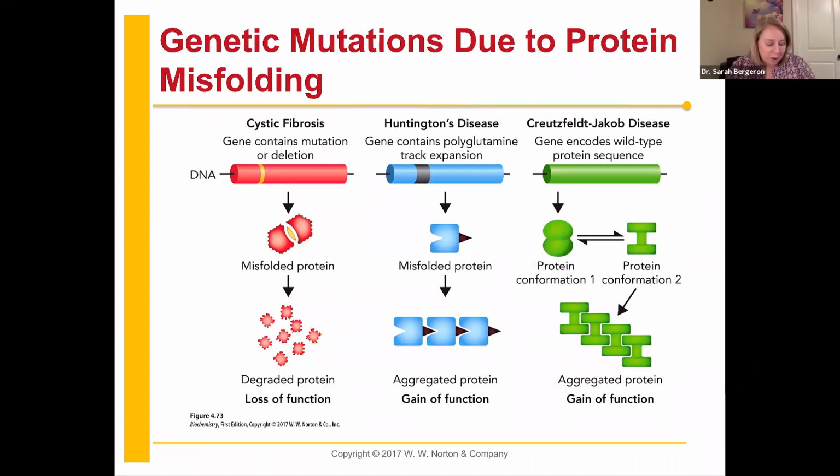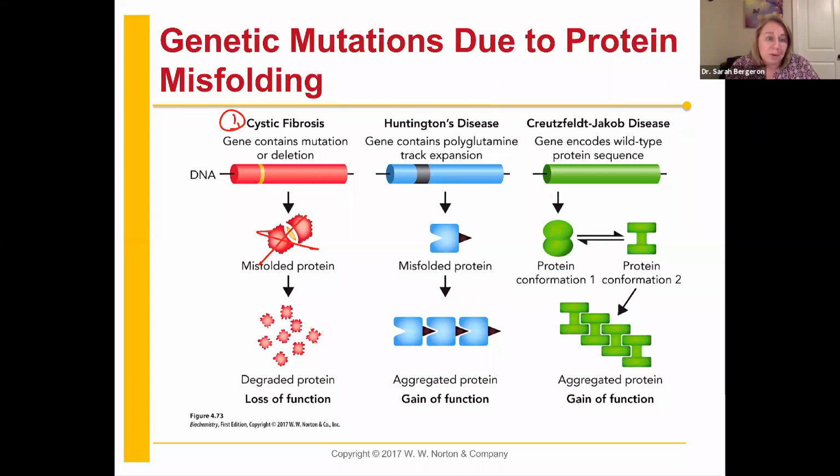So the first one is cystic fibrosis. In cystic fibrosis, you have a gene and it contains a mutation. And so that mutation leads to a misfolded protein. The cell recognizes this misfolded protein and says, that's not good, I need to get rid of it. And normally that's a good thing. But in cases where so much of the protein is degraded that you don't have enough left to do normal cellular functions, it becomes a problem.